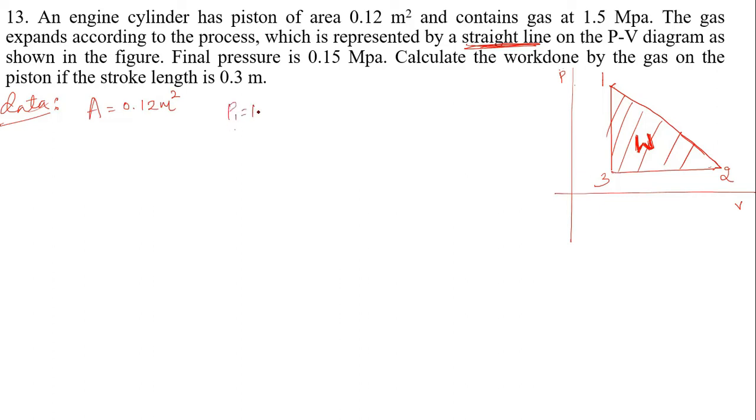1.5 megapascal. Mega means 10 to the power of 6. Pascal is Newton per meter square. The gas expands according to the process, which is represented by a straight line. This is an expansion process, which expands by a straight line as shown in the figure. Final pressure is P2, that is 0.15 megapascal. I don't know about polytropic process, the n and everything, but they have given it is an expansion process and it is a straight line. Calculate the work done by the gas if the stroke length, let me write L, is equal to 0.3 meter.